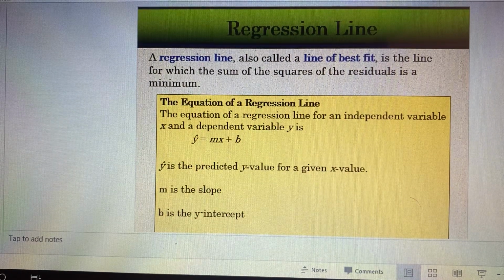A regression line, also called the line of best fit, is the line for which the sum of the squares of the residuals is a minimum. I'm going to show you guys how to do this on the computer.